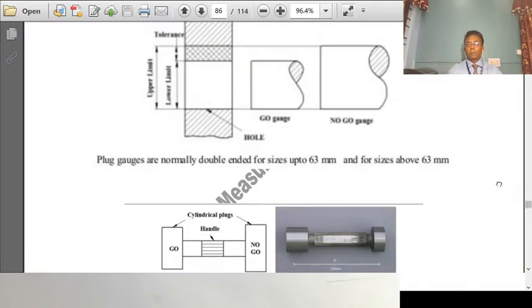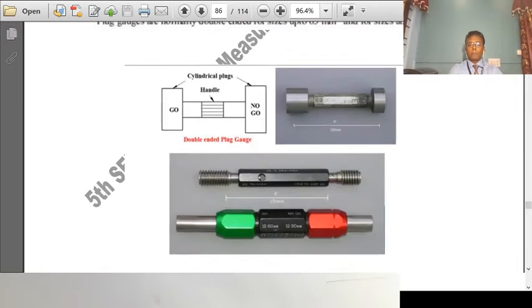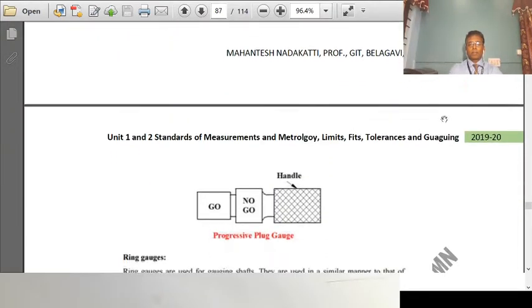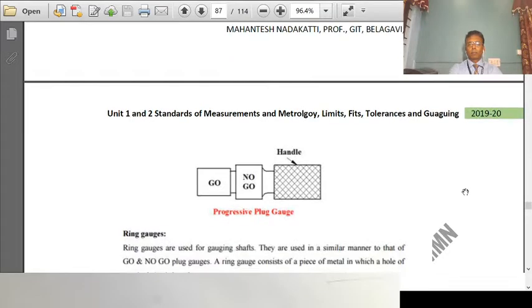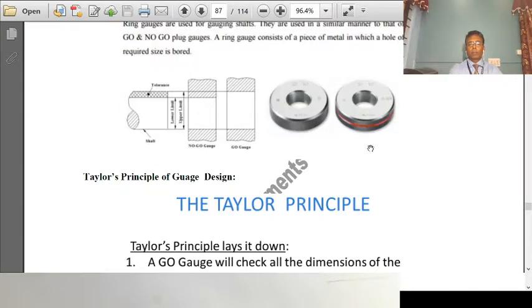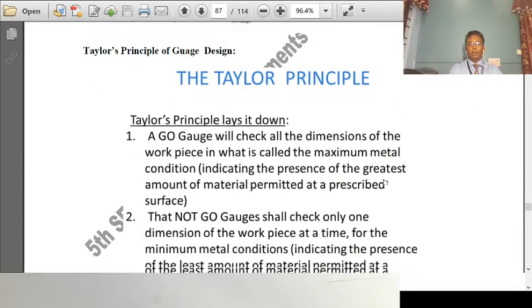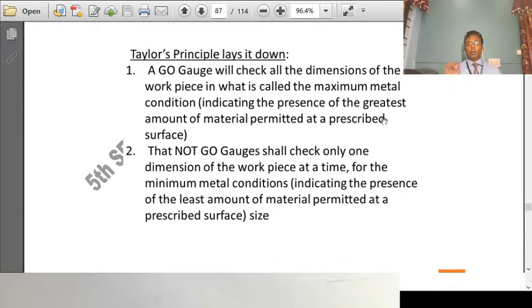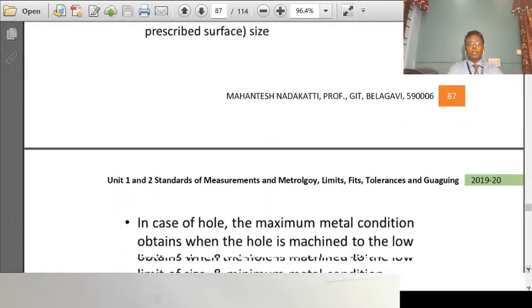Okay. The no-go gauge shall check only one dimension of the workpiece at a time for a minimum metal condition, indicating the presence of the least amount of material permitted at a prescribed surface. Let's examine what this Taylor's principle is.